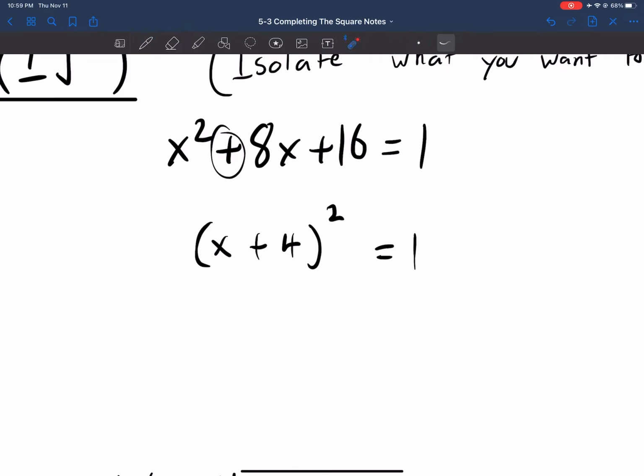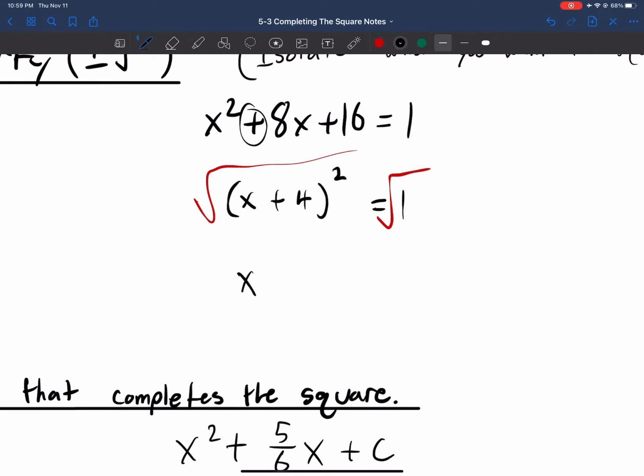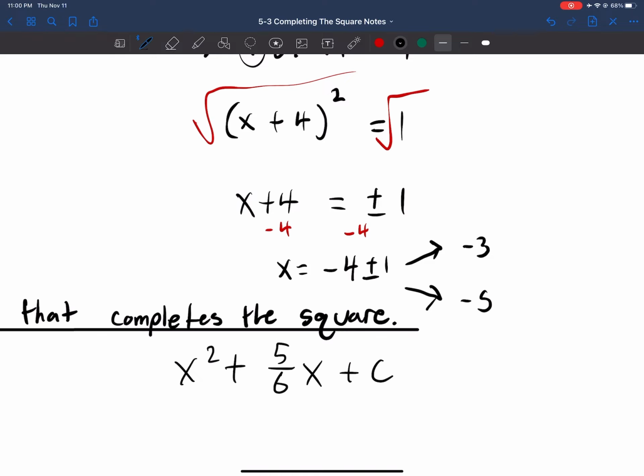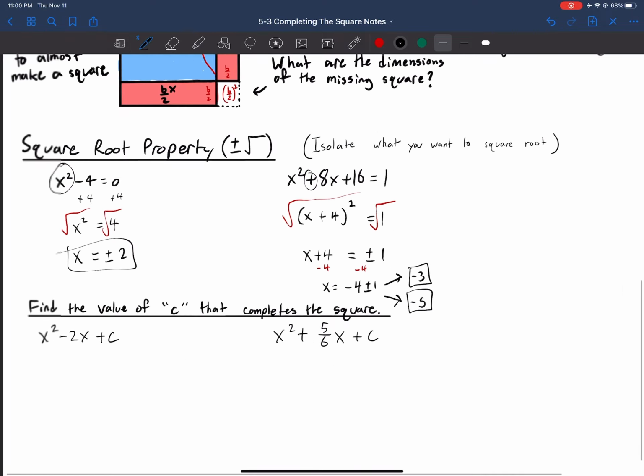This is something that is squared, and it's all by itself. I can square root both sides, and I get x plus 4 equals plus or minus, and the square root of 1 is 1. Solving for x, I subtract 4 from both sides, and we get x equals negative 4 plus 1, and negative 4 minus 1. And this becomes two separate things. Negative 4 plus or minus 1 is two values. x equals negative 4 plus 1 is negative 3. Negative 4 minus 1 is negative 5. So those are our two roots. So that's a review of square root property.